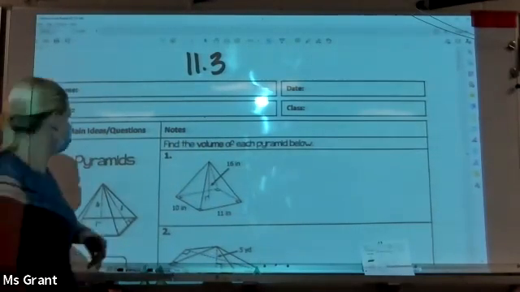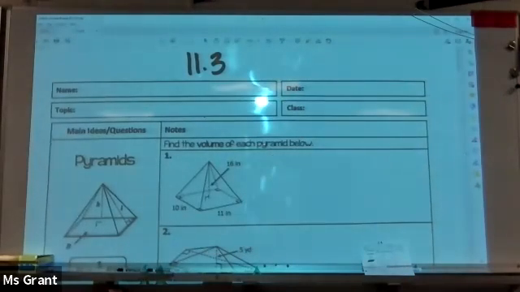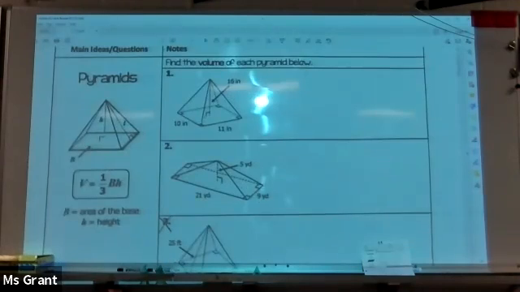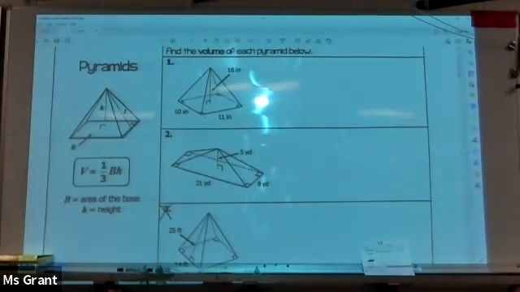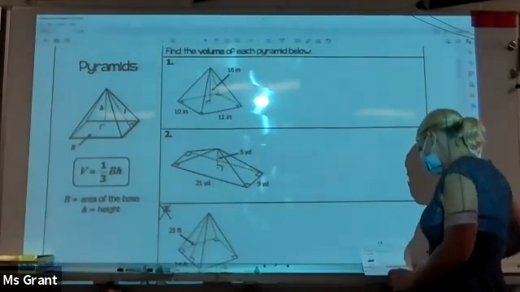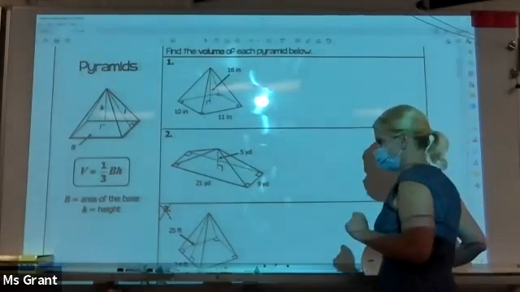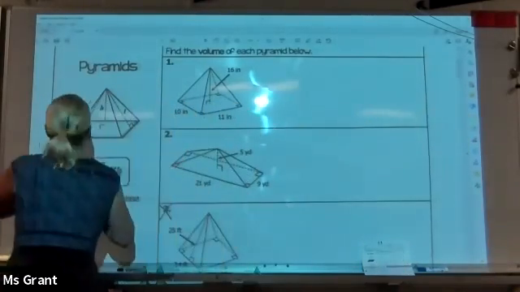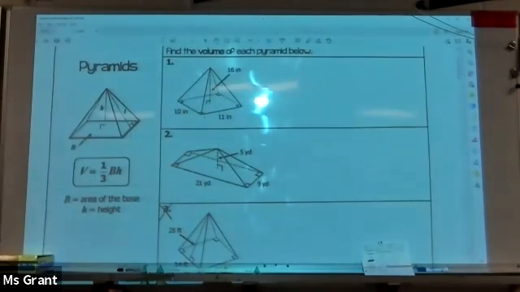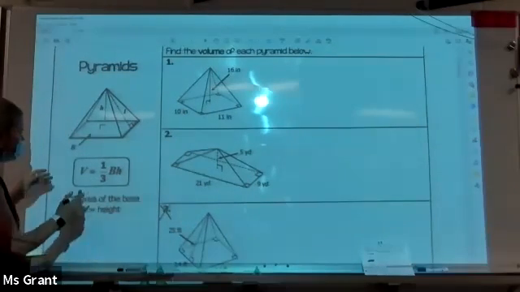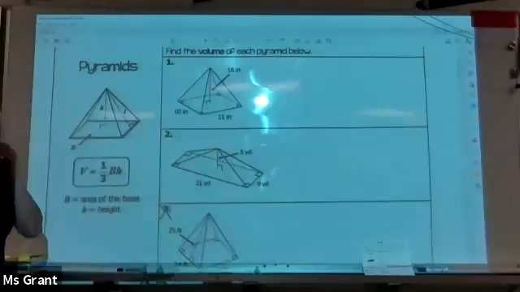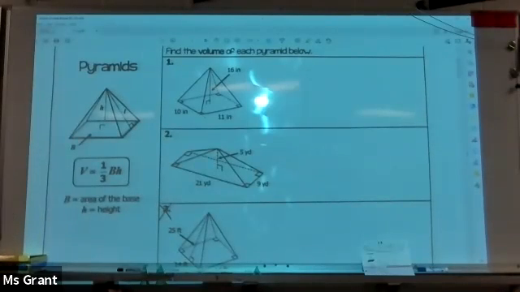The formulas, let's do those first. Volume of a pyramid, 1/3 base times height. Now you're probably wondering, why is there a 1/3? What is that?